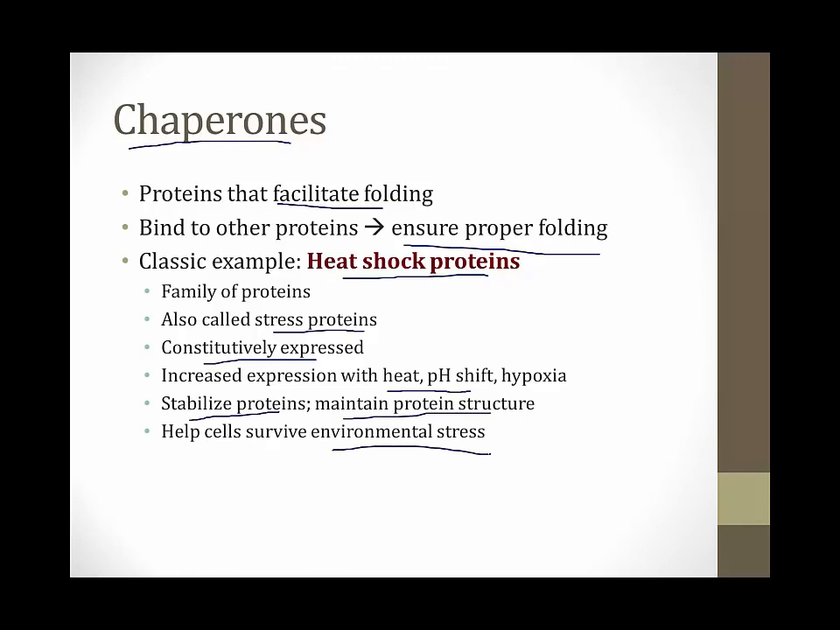If not for these proteins, mild environmental stress like heat or pH changes or low oxygen levels could cause proteins to fall apart. But these heat shock proteins, which function as chaperones, keep them stable so that cells can survive in unfavorable environments. And that concludes our video on translation.